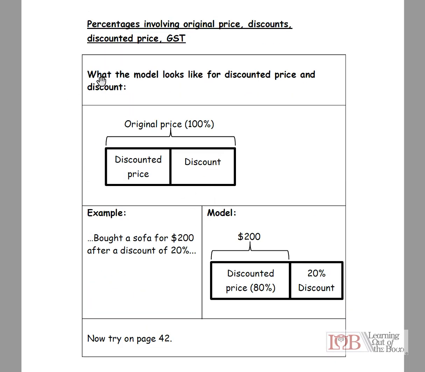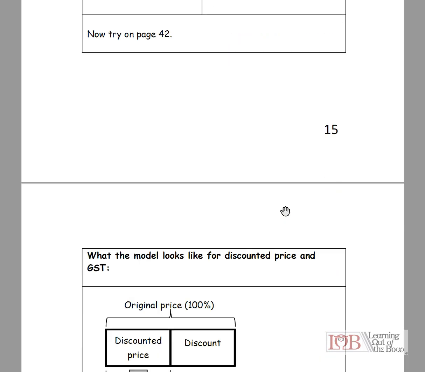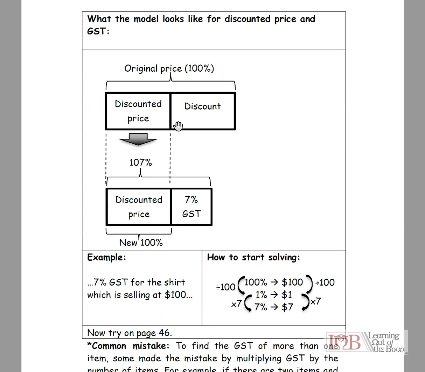Now, what about questions pertaining to original price, discount, discounted price and GST? Okay, the original price is always 100%, which will include both the discounted price as well as the discount. For instance, if the original price is unknown and the discounted price is $200, after you are given a discount of 20%, that means this is 80%. So 80% is equivalent to $200.